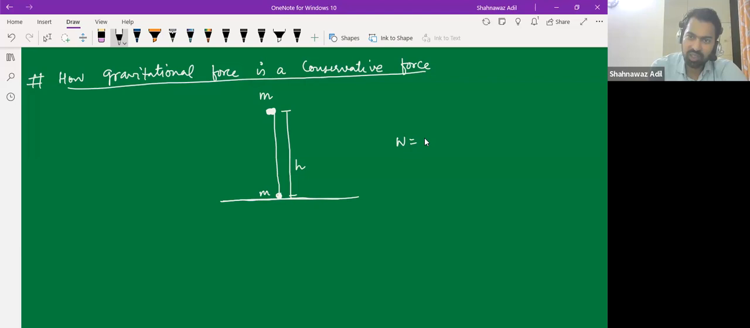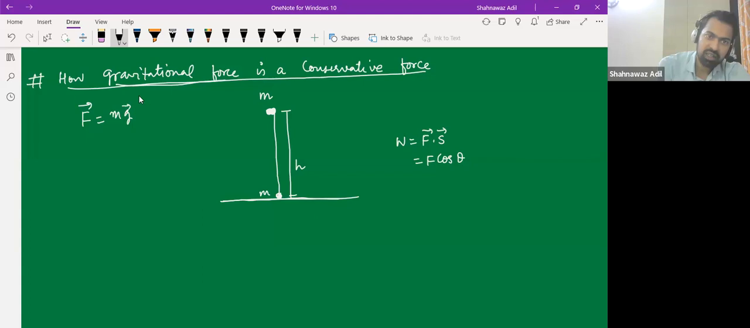So this would be F dot s, so F s cos theta, right? Here the force is gravitational force. And how much is the gravitational force? Mg, right?